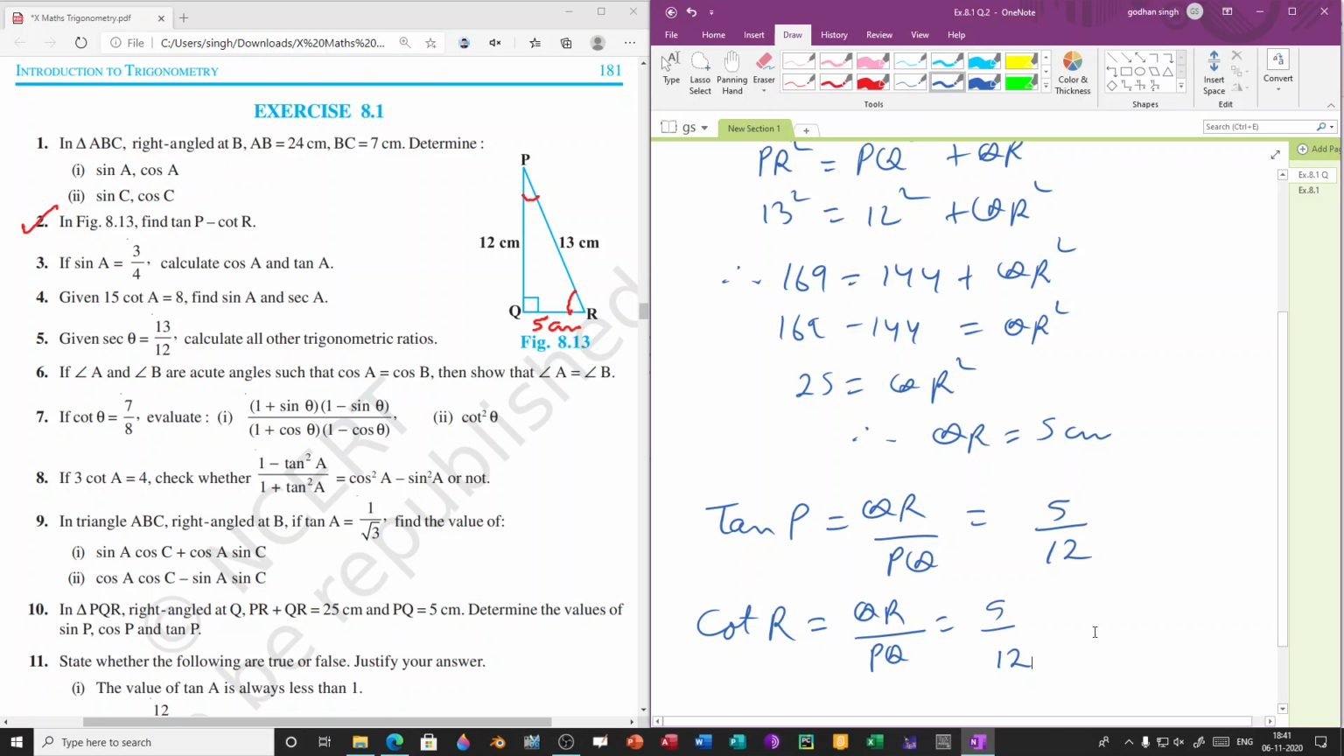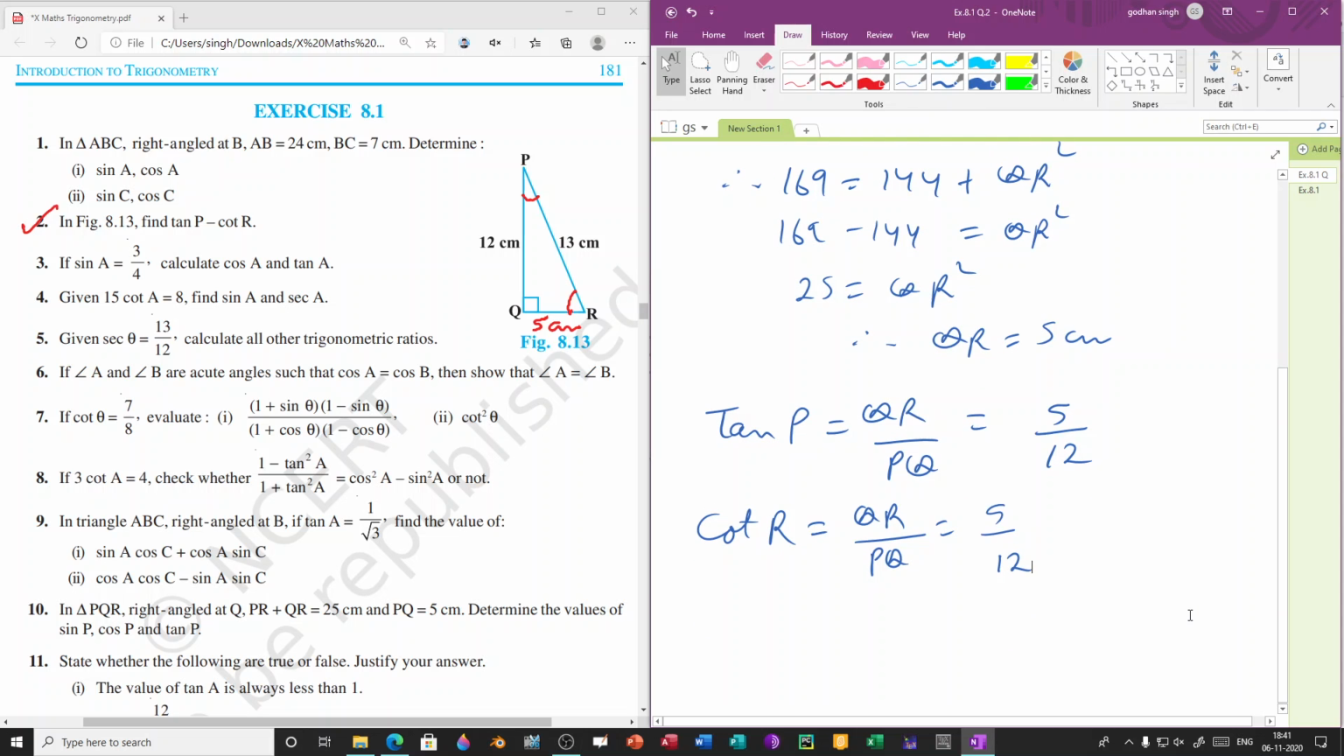Now what we need to find is tan P minus cot R. So therefore tan P minus cot R, that is equal to 5 by 12 minus 5 by 12, and that is equal to 0. So this is the answer of question number 2.